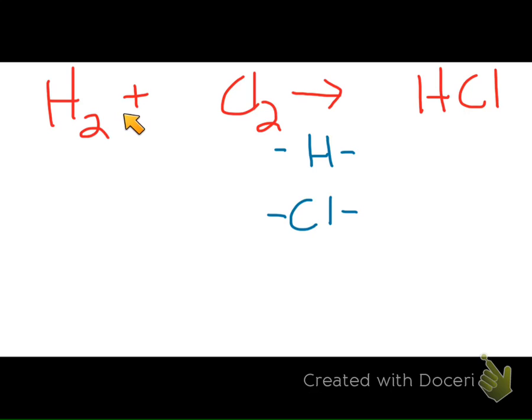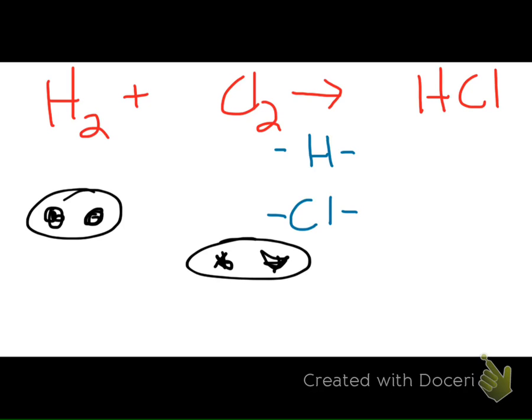And let's review real quick. This H2 means that there's a hydrogen and a hydrogen, and that is one molecule. Two hydrogen atoms is this one molecule. And then you have a Cl, I'll draw it a little bit differently, and a Cl. And that is one molecule. And then you have HCl, which looks maybe something like this. And that is one molecule.